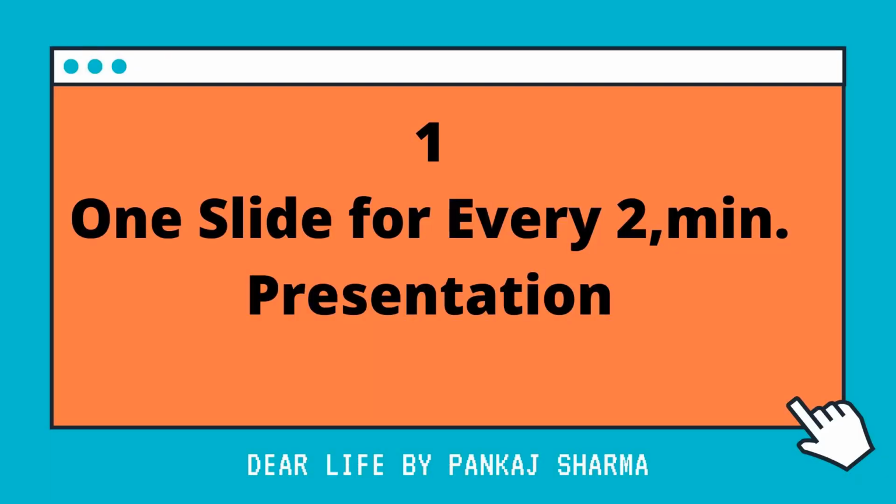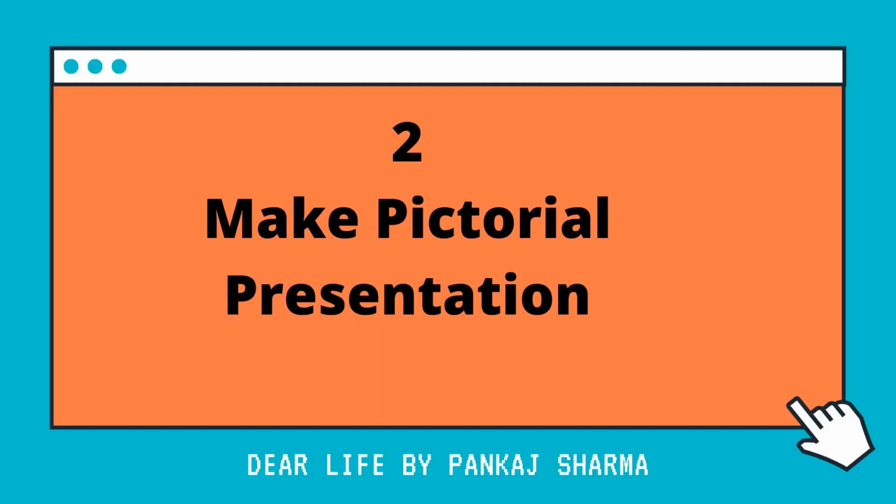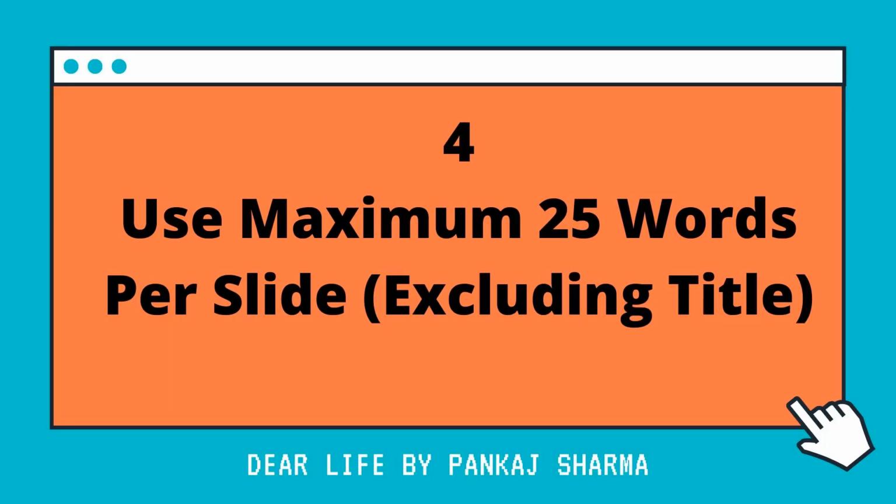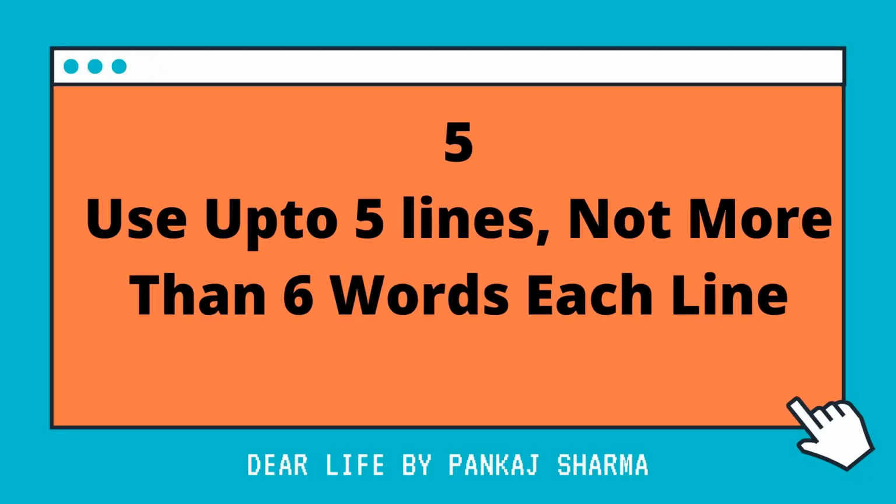Point number one is one slide for every 2-minute presentation. So when you prepare a 2-minute presentation, you should not spend more than 2 minutes on each slide. Make a pictorial presentation rather than putting graphs or a lot of other stuff on the slide. Point number 3 is to keep the message brief, with one key point per slide. There should not be more than one takeaway per slide. Point number 4, use a maximum of 25 words per slide, excluding the title. So maximum it should be 25 words per slide.